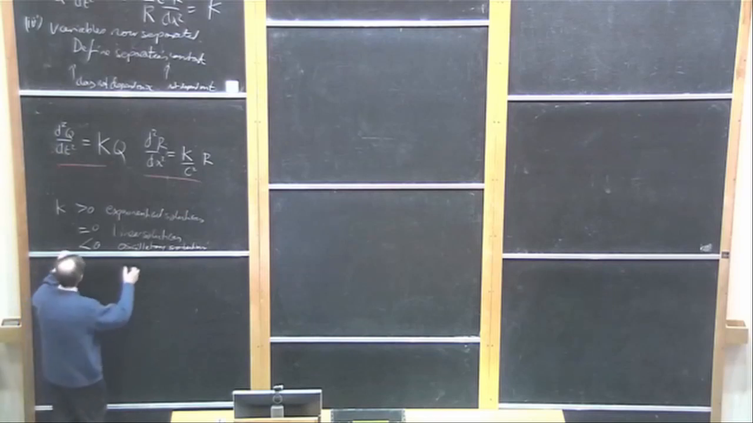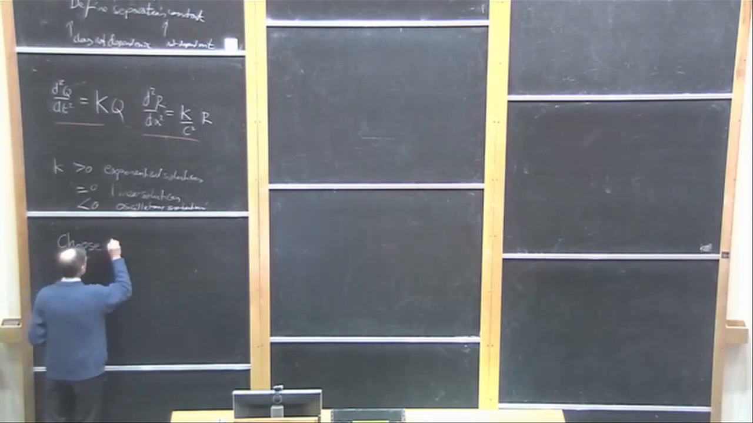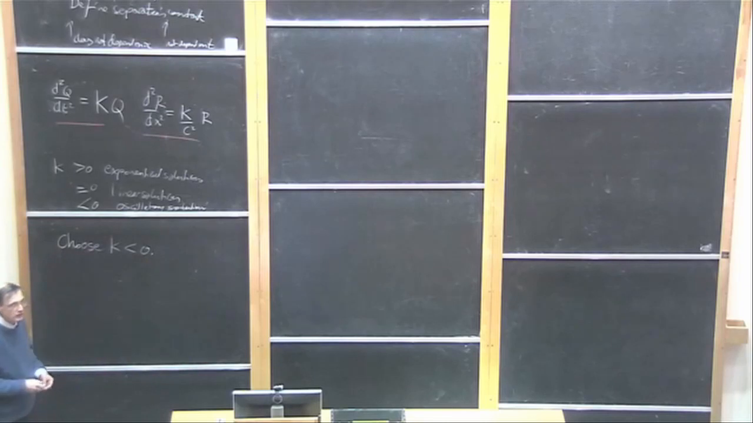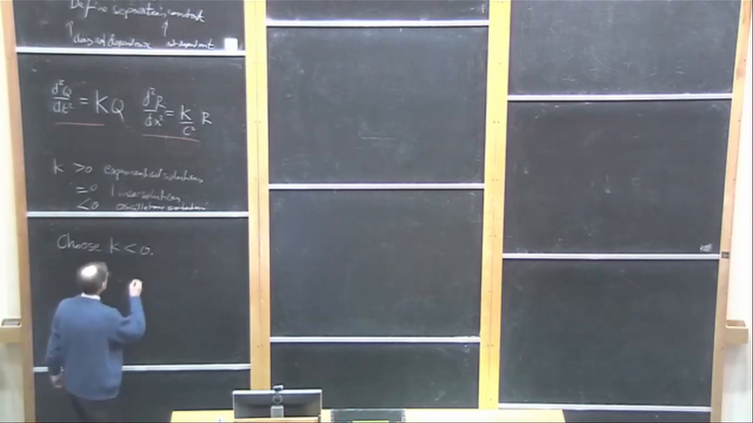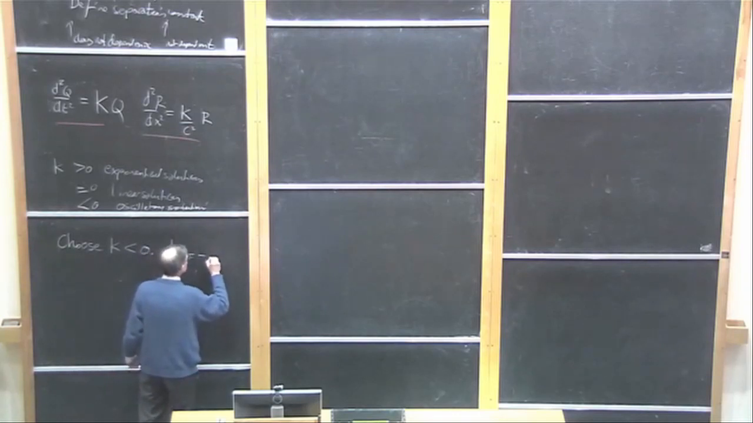So for this purpose, we will choose k less than 0. That's on physical grounds. You could try the effect of trying a different k. It will satisfy the equation, but whether it's appropriate to the problem in hand depends on the problem in hand. So we'll put k equals minus omega squared.